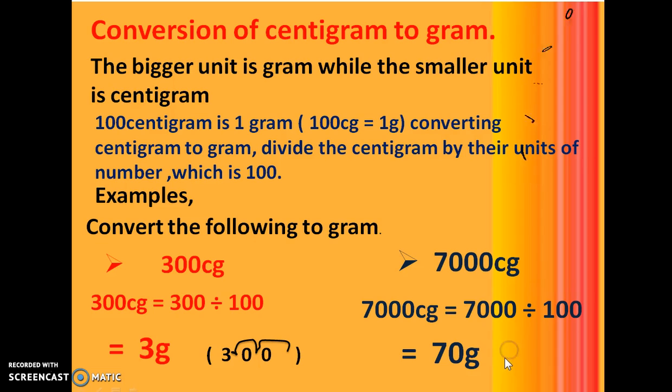Let's see this one, 7,000 centigrams. You are dividing by 100. There's no point within this number, so you assume your point is out here. Shift that point 2 times. 1, 2. Then you have your answer.